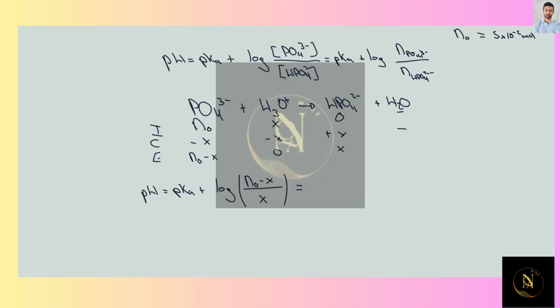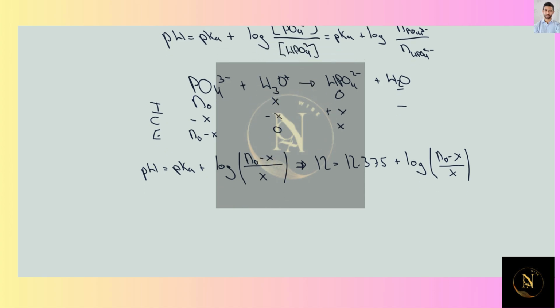So now we can replace the values. The desired pH for our solution is going to be 12. This is going to be equal to the pKa, which corresponds to 12.375, plus the logarithm of this quantity, n0 minus x over x. And we want to solve for the value of x. So we're going to end up, on the left-hand side, with minus 0.375, equal to the logarithm of this quantity. Thus, 10 to the minus 0.375 is equal to n0 minus x over x.